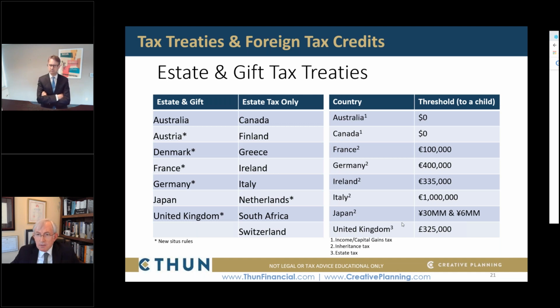But that's not going to have any effect on any tax liabilities you might have. Those elections have no effect on tax liabilities.